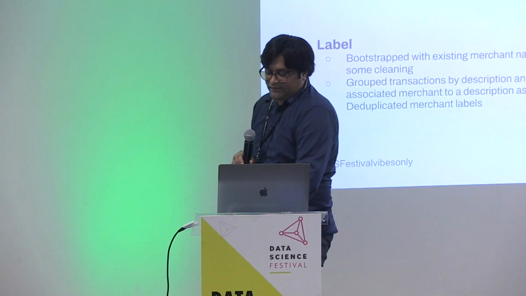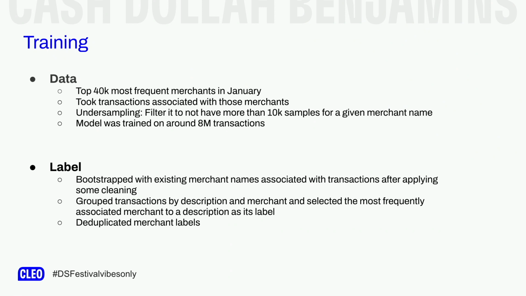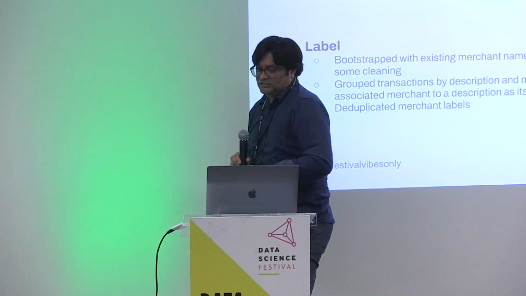So how did we formulate this as an ML problem? We took the top 40K frequent merchants that occurred in January, and took the transactions associated with those merchants. We had to undersample a bit, because there are many merchants with lots and lots of transactions, very frequent ones, while many others have only a few. So we filtered it to not have more than 10K samples for any given merchant.